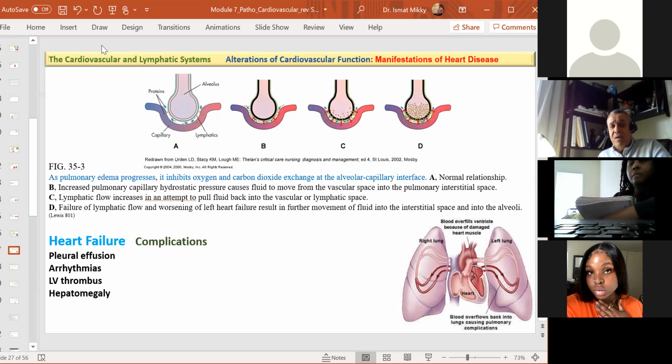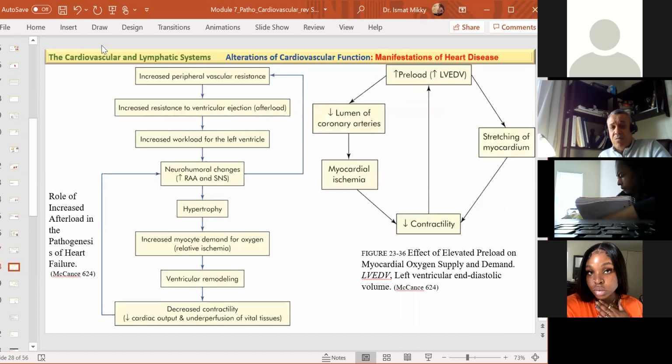Patients with heart failure, we always make sure that they haven't developed pulmonary edema or pleural effusion or dysrhythmia or a blood clot or thrombus in the left ventricle or hepatomegaly. So these are the signs we look for as we assess the patient, to find out if they have developed any of these complications. But long-standing and long-term, they tend to develop at least one or more of these complications.